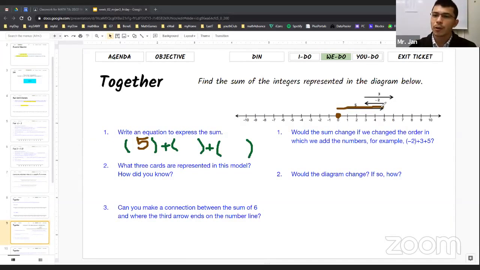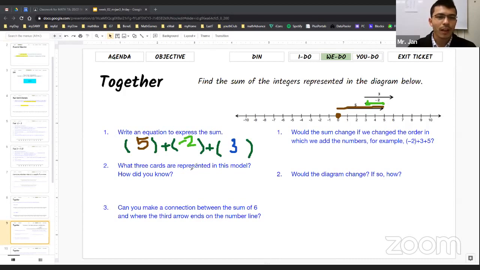-2, because the first arrow ends at 5, and the second arrow starts at 5. So this is your second number. Whatever the first arrow ends, the second arrow starts, that point is your second number. So it's going to be -2, and the last arrow is starting at the end of the second arrow, so which means it's 3, right? Okay. Easy, right? Yeah, we will get on this one.